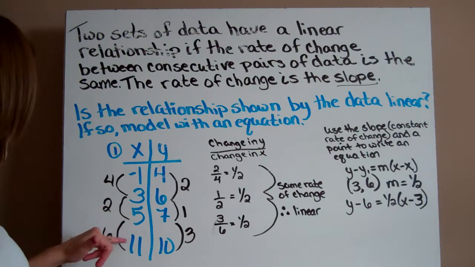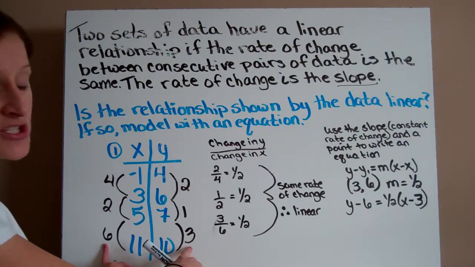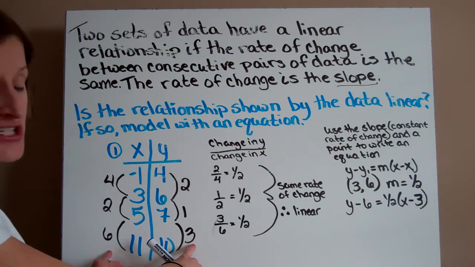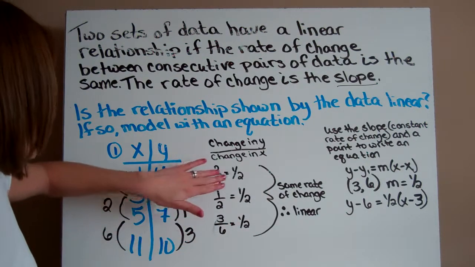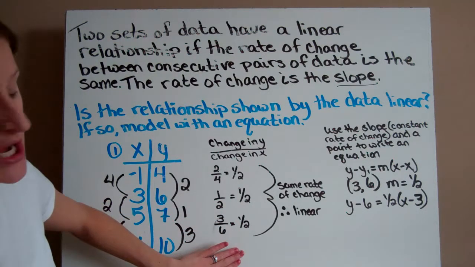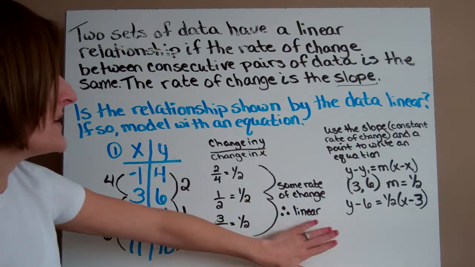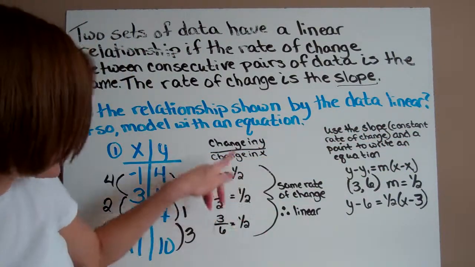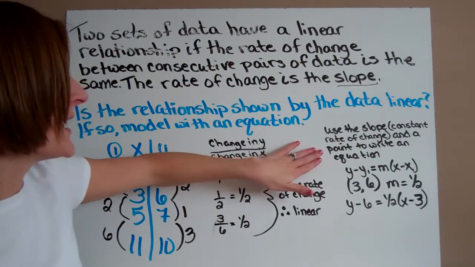Okay, now we do 5 minus 11, which changes 6, and 7 minus 10, which changes 3. So, when I do change in y over change in x, 3 over 6 simplifies to 1/2. So since all of these changes have the same rate of change of 1/2, then it's linear. So when it's linear, what you're going to do is use the slope, which is the constant rate of change, what you found here, and any one of these points to write an equation.